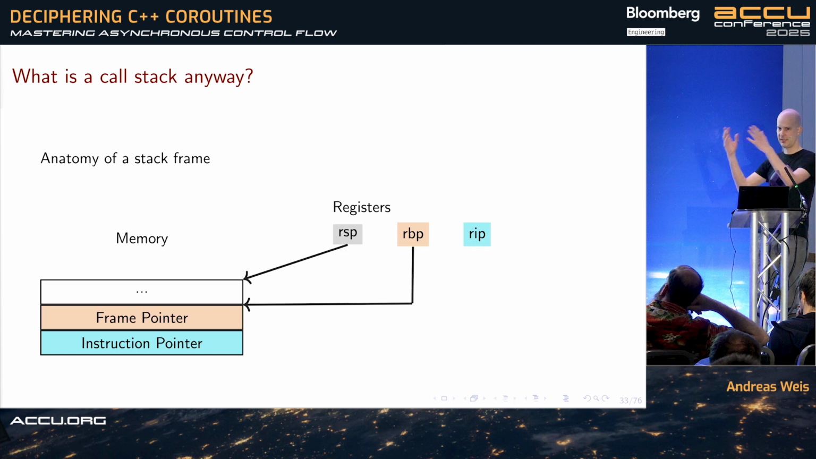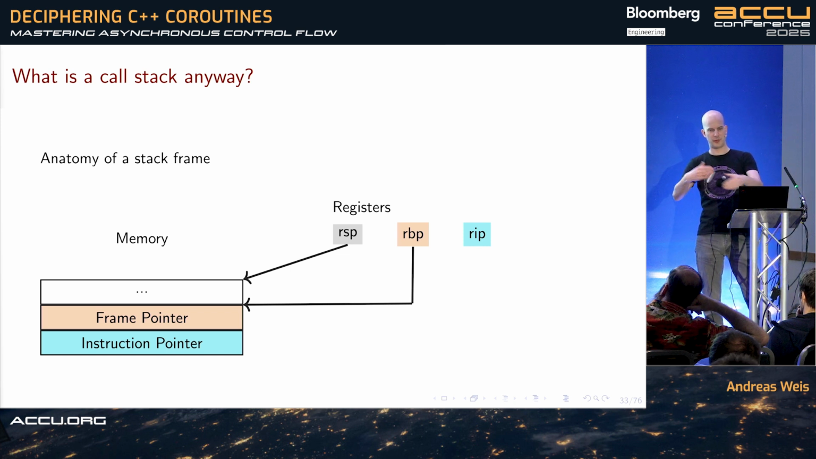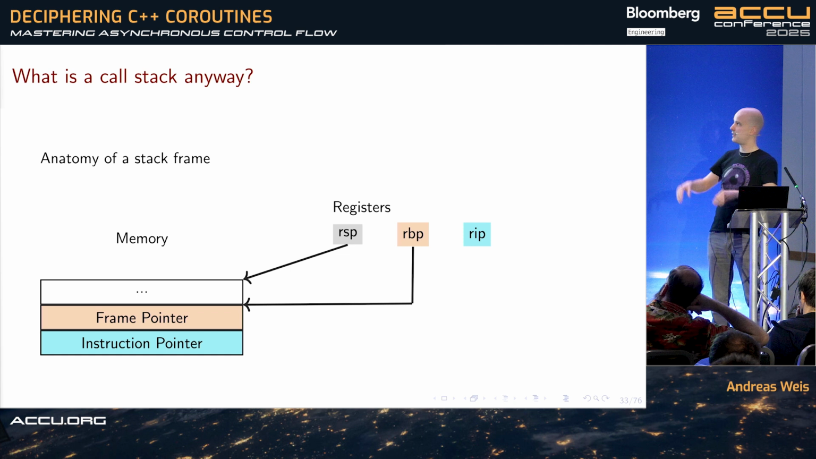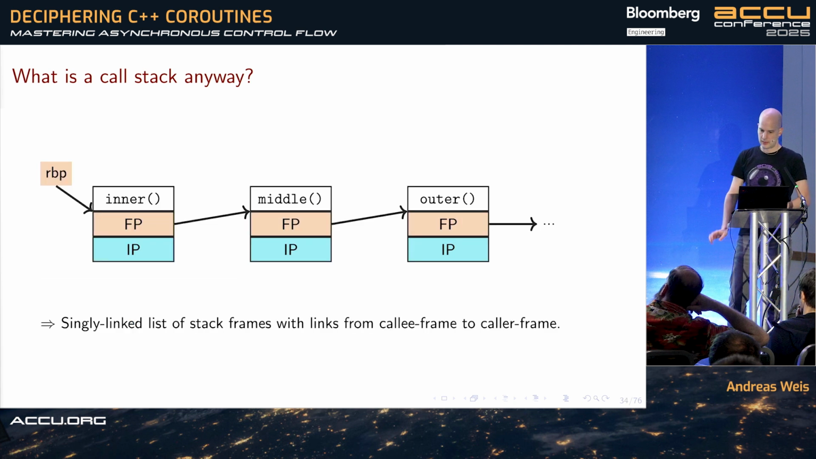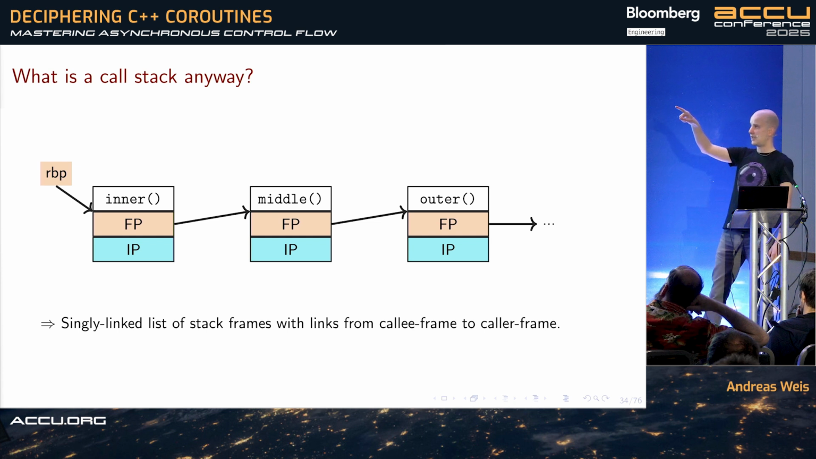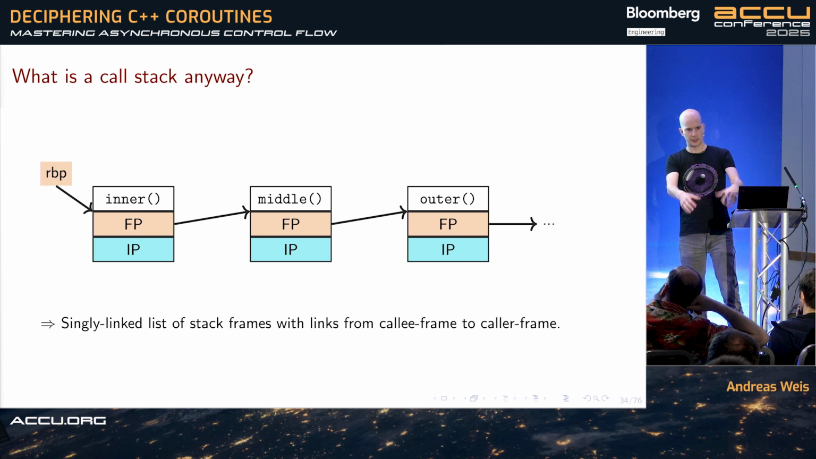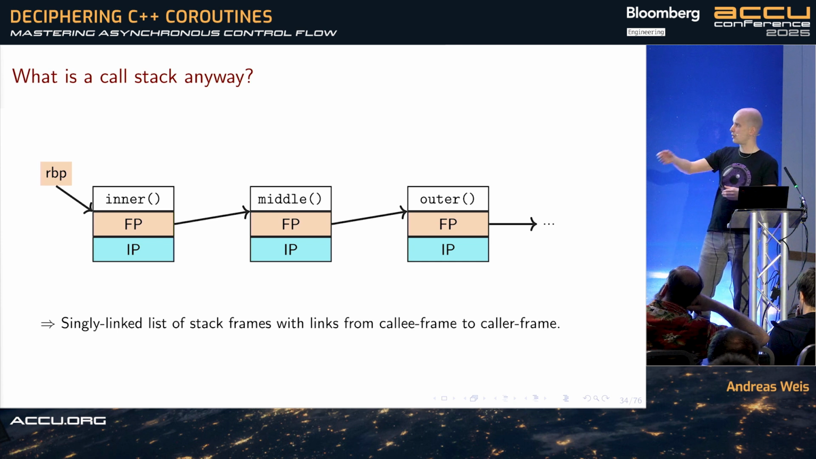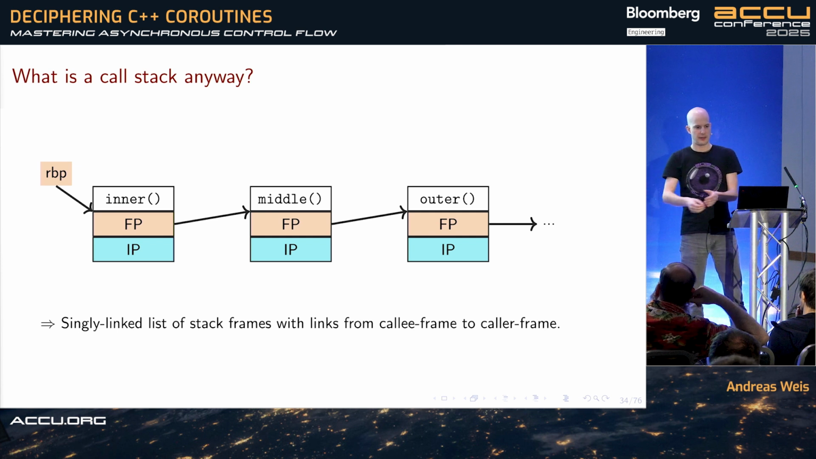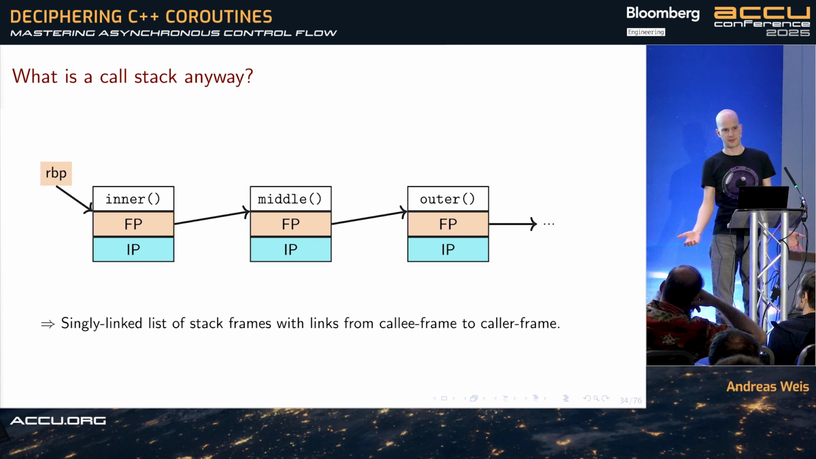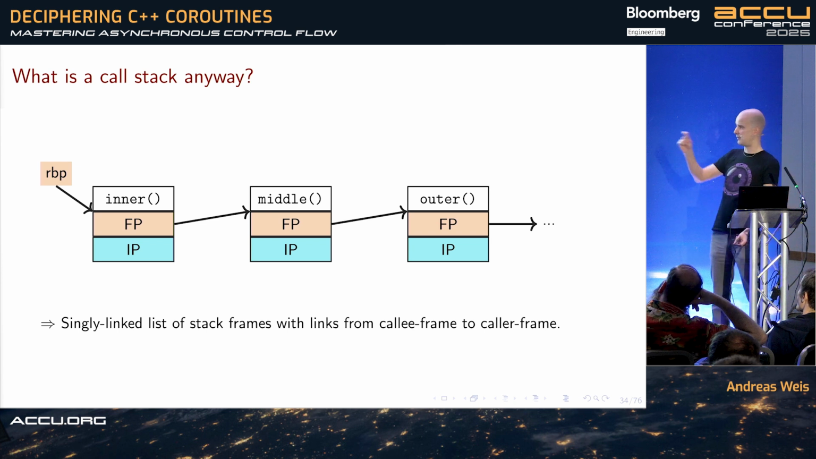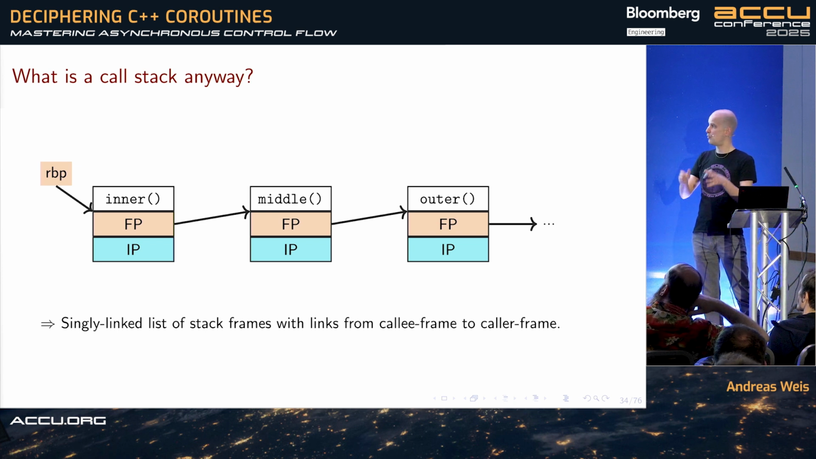All right, so if you look at how functions look in memory, how a function call works on the assembly level, then these are the crucial parts. And the global view of this is that if I start from the base pointer register and I walk through all of these frame pointers, then they form a single list of stack frames in memory. And the list is oriented in such a way that we always link from the callee frame to the caller frame, right?